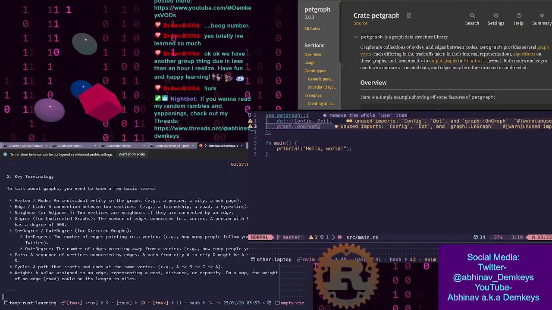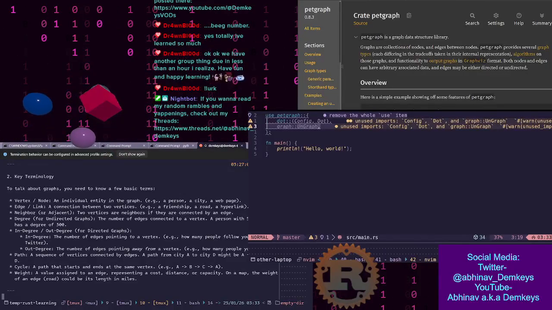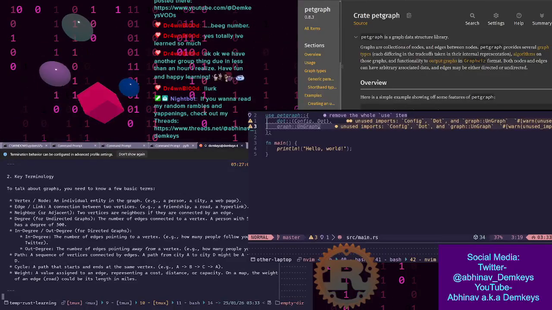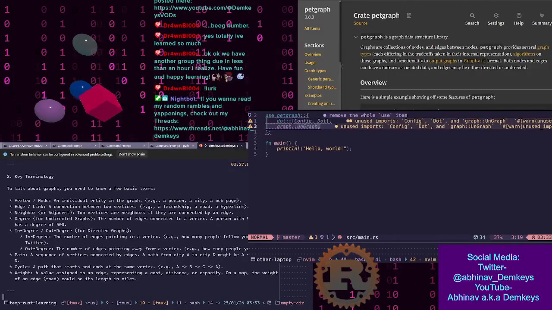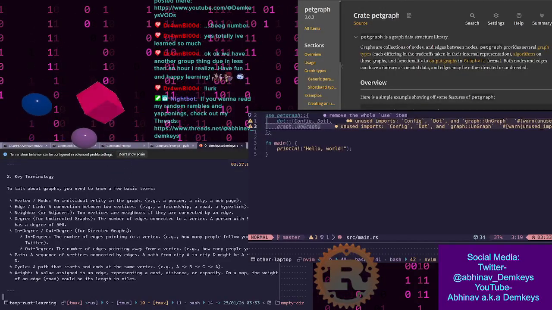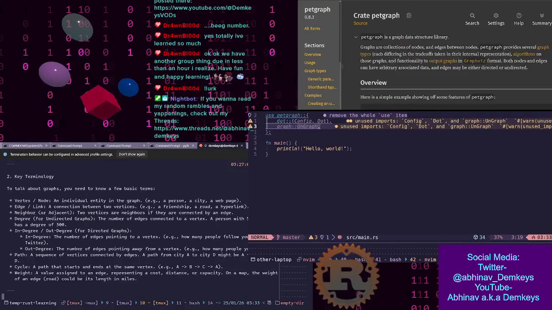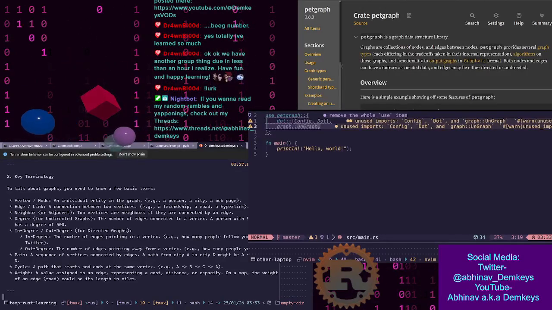Then edge or link is a connection between two vertices. Example, a friendship, a road, a hyperlink. Neighbor or adjacent. Two vertices are neighbors if they are connected by an edge. Degree for undirected graphs. The number of edges connected to a vertex. A person with 500 friends has a degree of 500. I didn't know that. Okay.